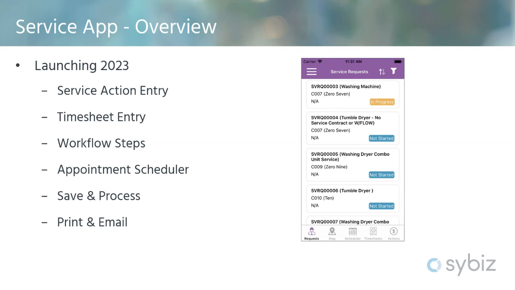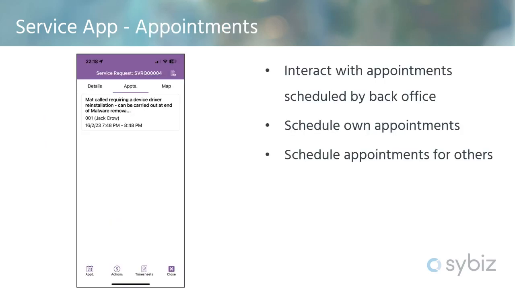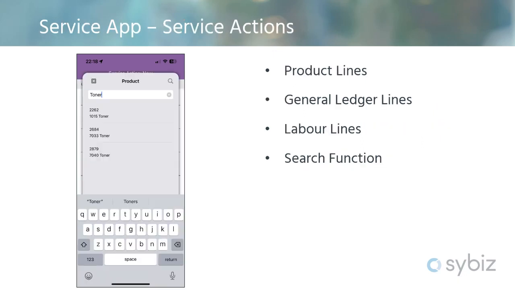And again, the appointments scheduler is very similar to what we saw from a job costing perspective. Save and process, print and email. We've seen that movie before. With the appointments, you have the ability to interact with the appointments that have been scheduled and allocated by the back office. You can schedule your own appointments and appointments for others. From a service actions point of view, you have the ability to enter product lines, general ledger lines, labor lines, and I'm just showing the search function because we had a bit more of a look at the lines in the job costing, so just showing some of the other functionality available there as well.